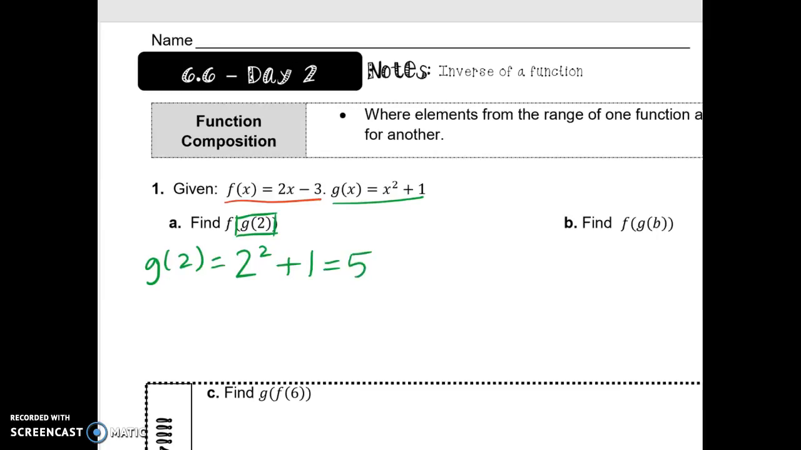And now we are going to do the f of g of 2. Remember that g of 2 is 5. So now we're doing f of 5. That means for the function f, every time we see an x, instead of writing x, we're writing a 5. So 2 parentheses 5 minus 3. And that is 10 minus 3, which is 7.